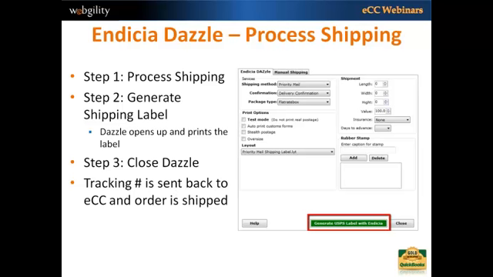A couple of quick notes. Make sure your label folders are accurately pointing to the right location. And second, as soon as the shipping label is generated, don't forget to close Endicia Dazzle so that the tracking number gets sent back to eCC. Also, if you're just getting started with label printing in eCC, we'd recommend doing a few test prints before you start getting charged for the labels. You can always do that by clicking on the Test Mode button here.